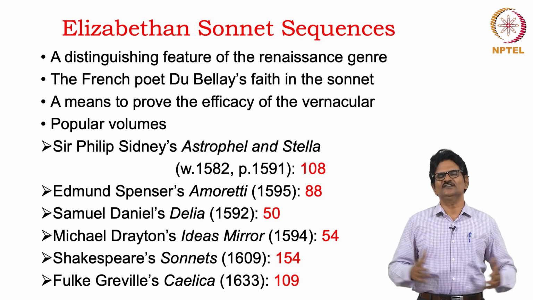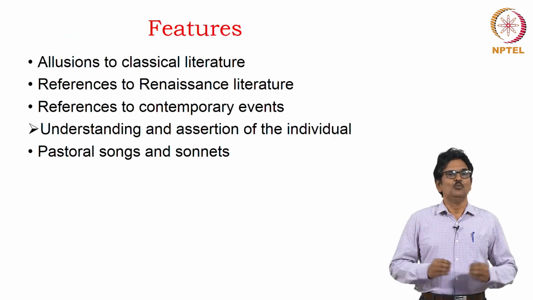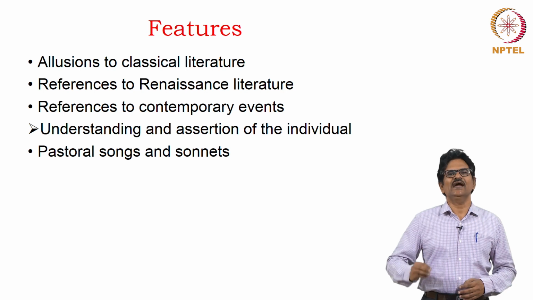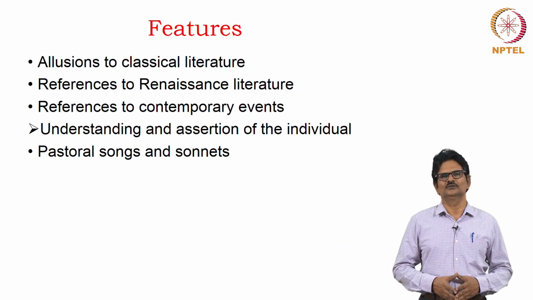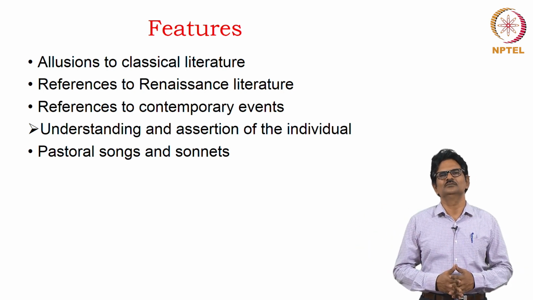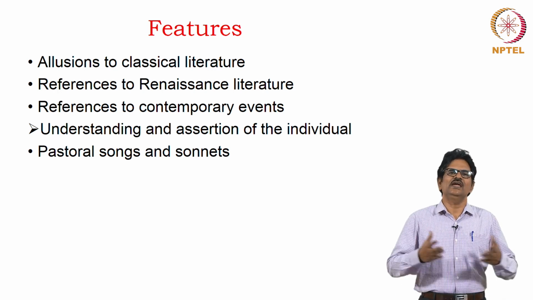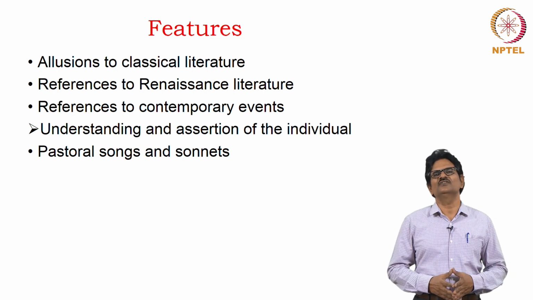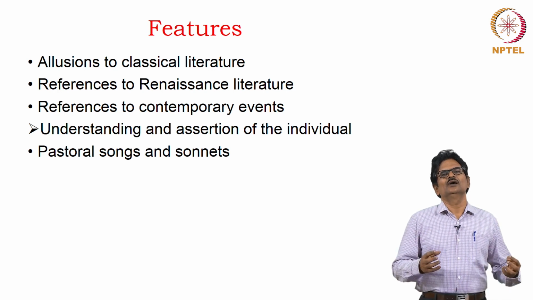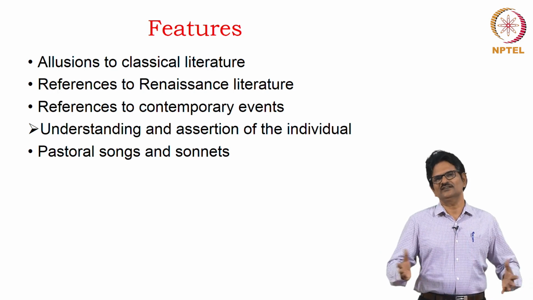What are the features of this Elizabethan sonnet sequence? Here are a few characteristics. Most of the Elizabethan sonnet sequences had allusions to classical literature. They had references to Renaissance literature also. Further, they had references to contemporary events happening around them. The most important point that we have to remember about the Elizabethan sonnet is that it gave an understanding and assertion of the individual, and many of them had these settings of pastoral, and they included sonnets as well.